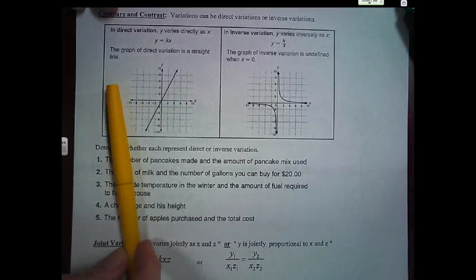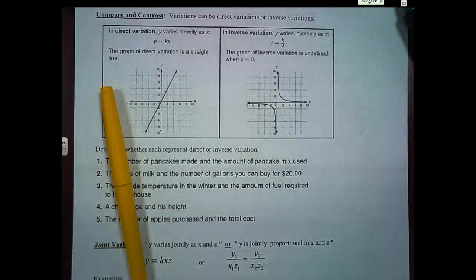This picture says that in a direct variation, y varies directly as x, and the graph of a direct variation is a straight line. That makes sense, right? Just like the graph, the table we did. Okay, it goes up. As one goes up, the other one goes up.